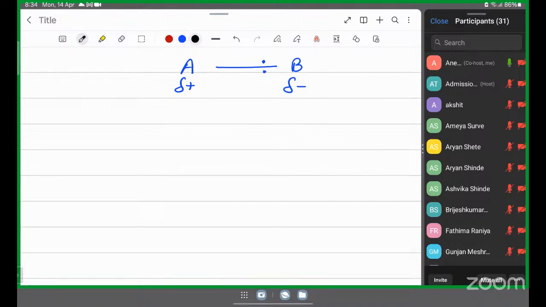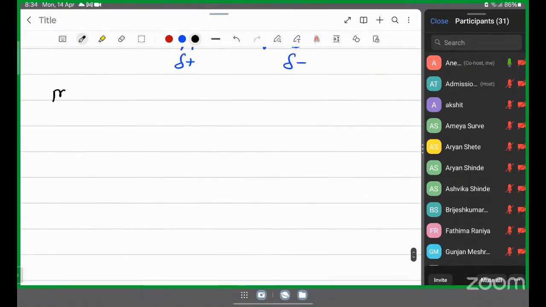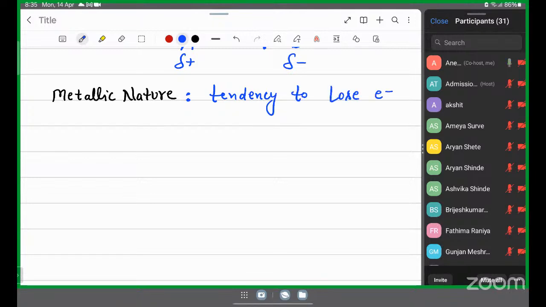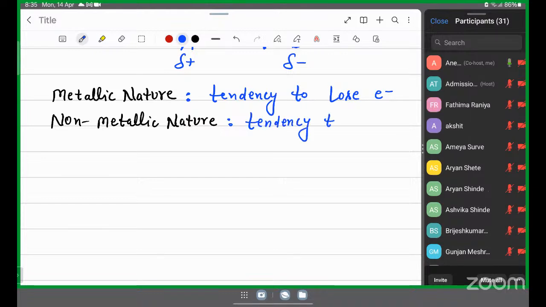Apart from this, you must remember some points also. For example, what is metallic nature? Metallic nature is tendency to lose electrons. What will be non-metallic nature? Yes, non-metallic nature will be what? Tendency to gain electron.